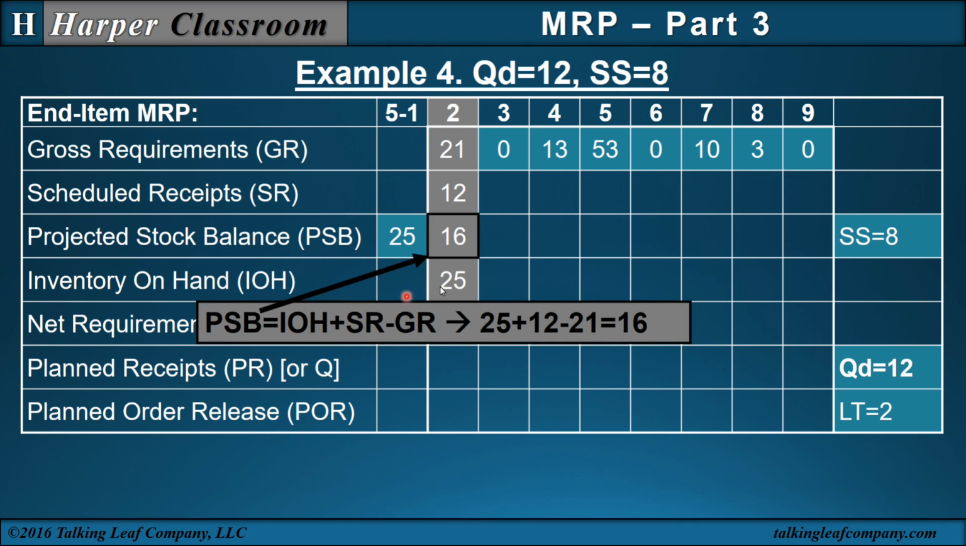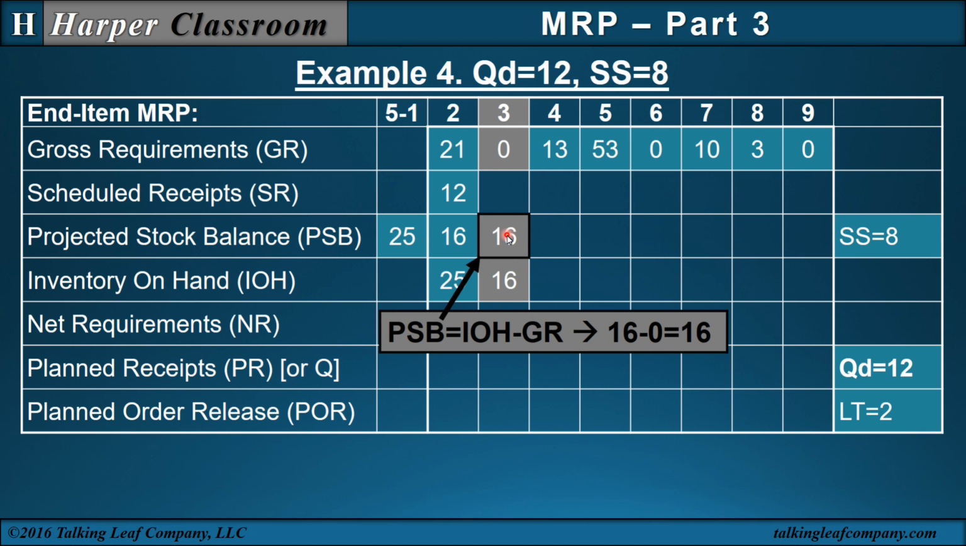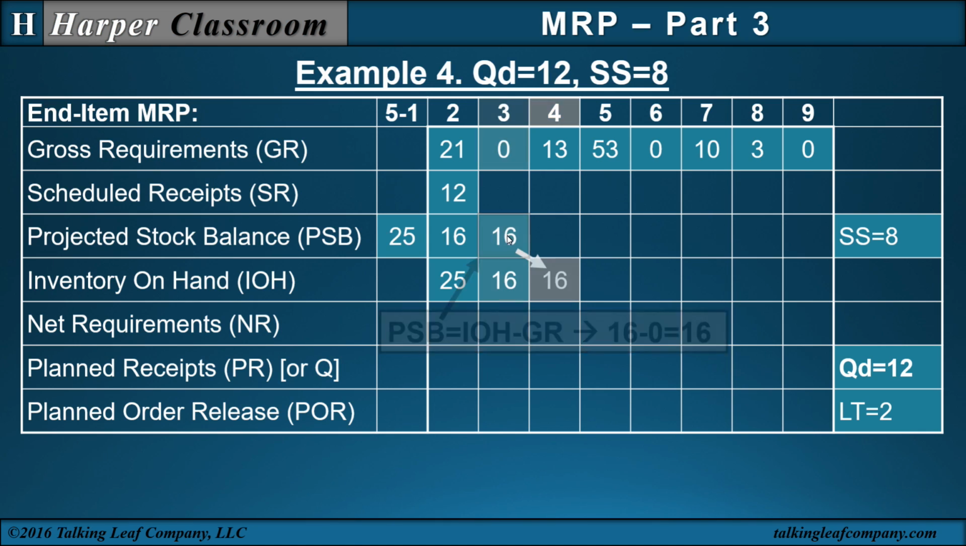Then the projected stock balance is going to be the inventory on hand plus the scheduled receipts minus the gross requirements equals our projected stock balance. There's the equation, and there's the calculation. So I carry this balance down as the inventory on hand for the next time period. I have no requirements. Inventory on hand carries over as the balance. I bring down the 16 as the inventory on hand for the next time period.